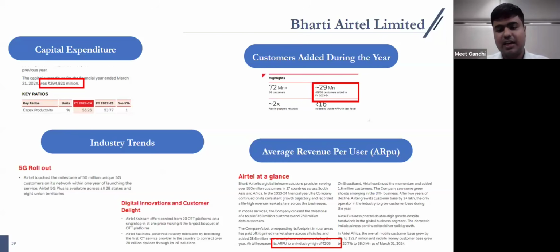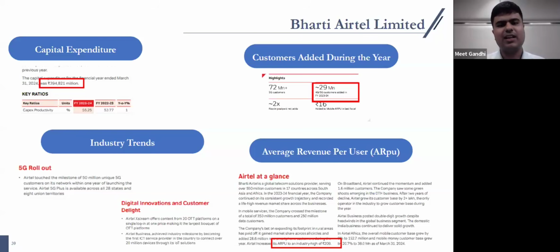Next, we see that it has added a good number of customers during the year, which is 29 million, making it the second largest industry player after Jio. Here we have taken the second largest industry player because every time we do not look at the biggest player. Here we are learning how to compare industry players which are not the leading ones in their entire segment. The ARPU of Airtel is also the industry high of 209, which is even more than Jio.